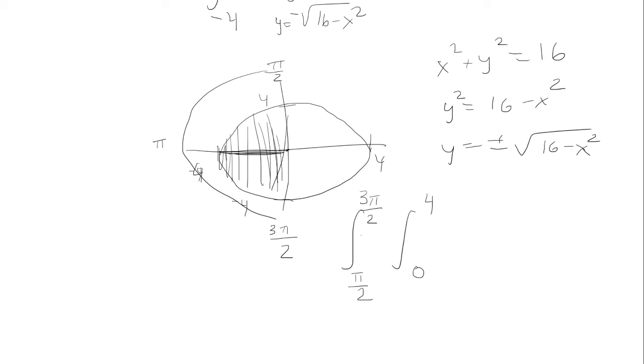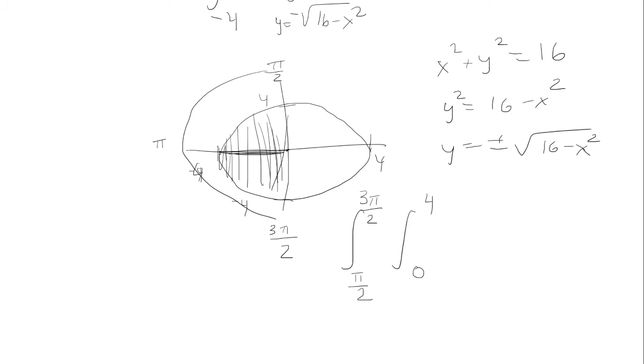A common mistake is to go from negative pi over 2 to pi over 2, but that would just be this right side. So in this case we don't have that, we only have the left side. So that's pi over 2 to 3 pi over 2.